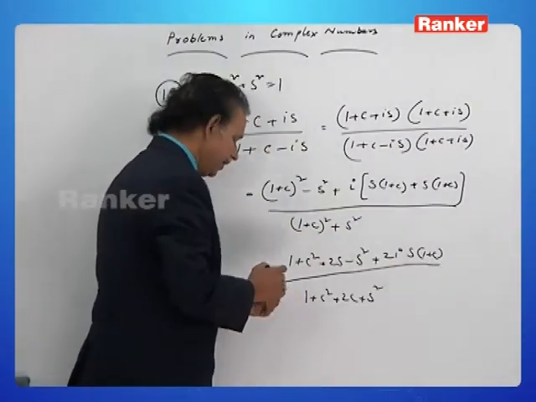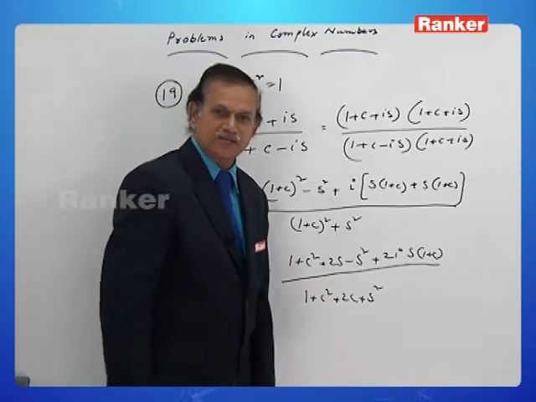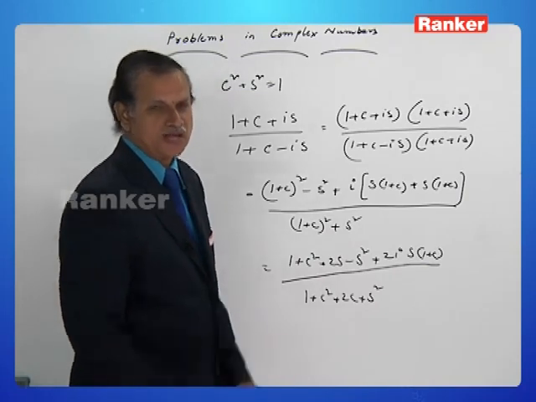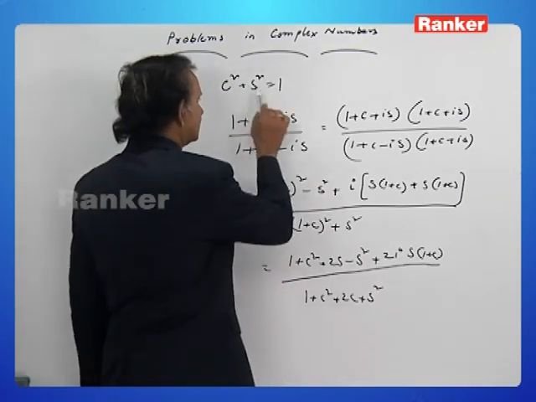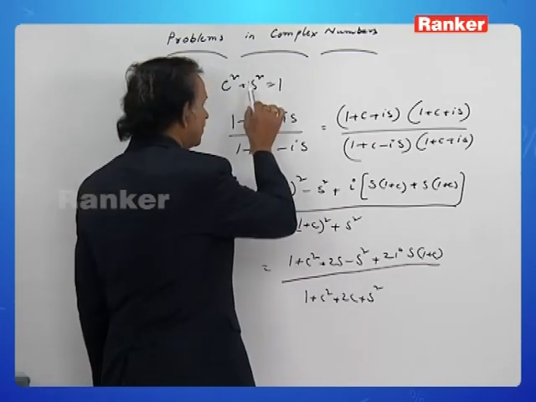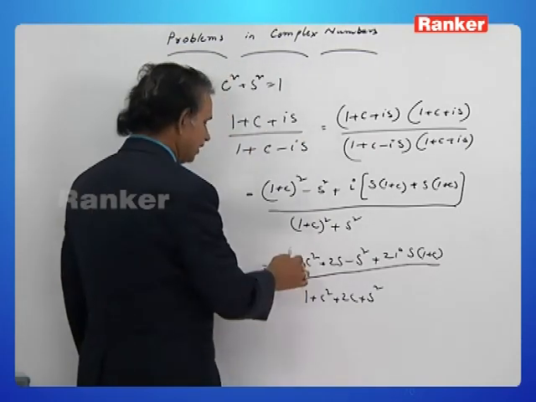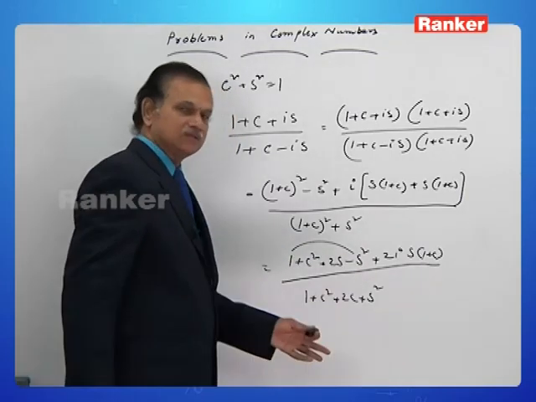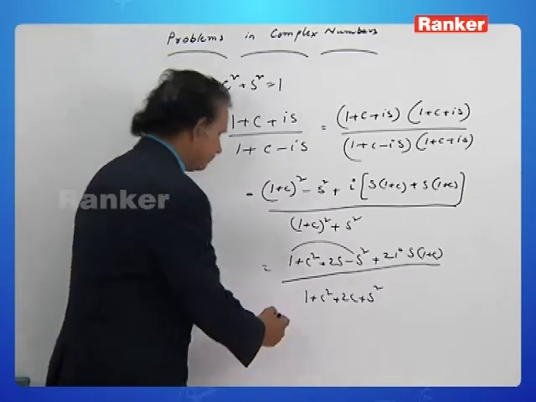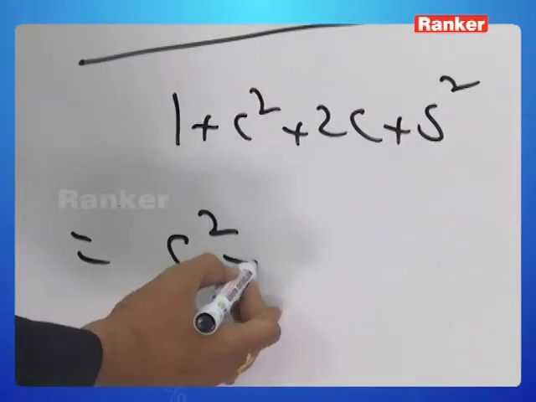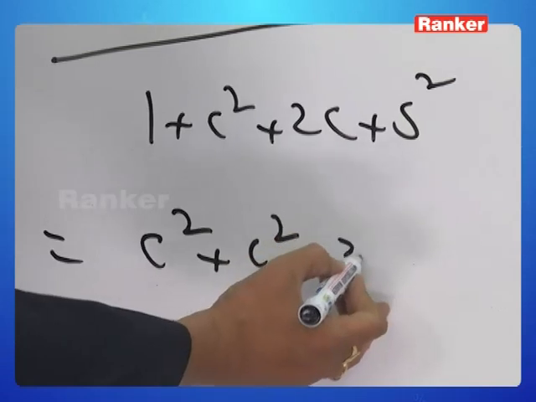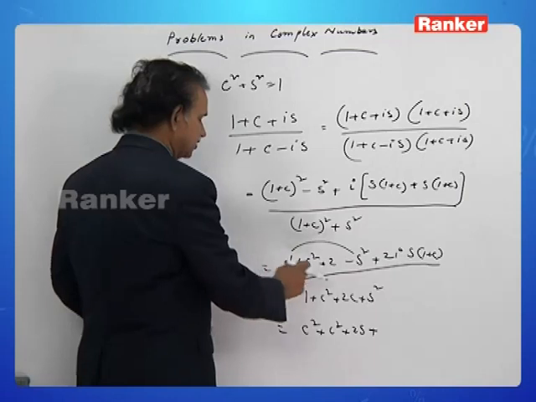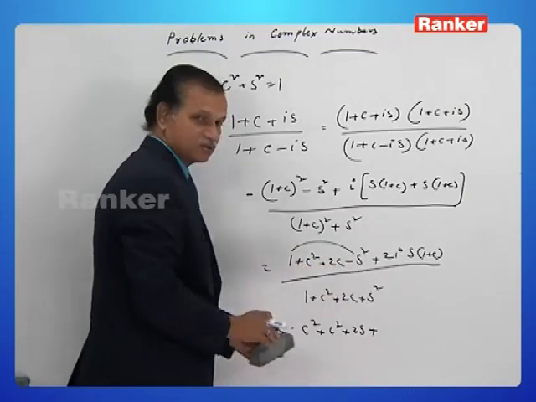Now this is the right time for us to make use of c square plus s square is equal to 1. Now c square plus s square is equal to 1. Then what is c square? 1 minus s square. Therefore, in the place of 1 minus s square, what can you have? C square. Therefore, the numerator becomes c square plus 2c plus, while expanding 1 plus c whole square, 1 plus c square plus 2c you must have, not 2s.